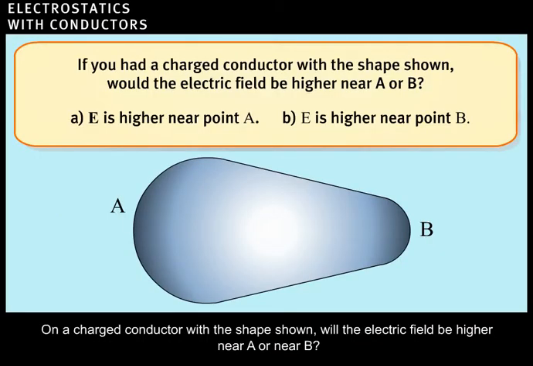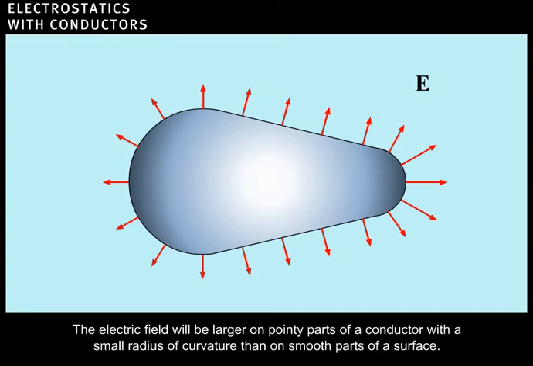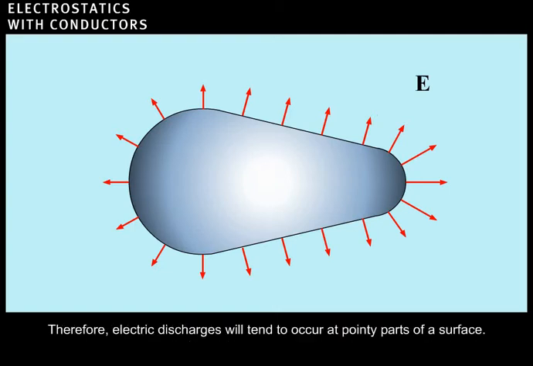On a charged conductor with the shape shown, will the electric field be higher near A or near B? Correct. The electric field will be larger on pointy parts of a conductor with a small radius of curvature than on smooth parts of a surface. Therefore, electric discharges will tend to occur at pointy parts of a surface.